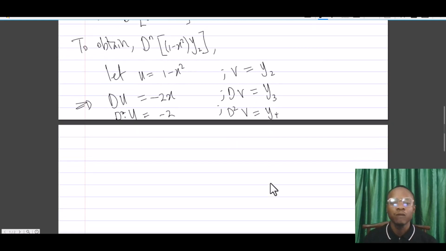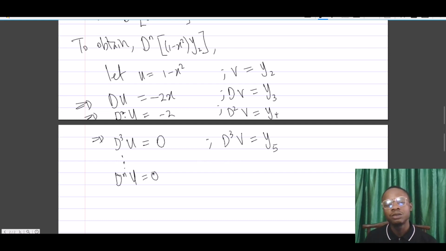And going further with this, the next expression here is going to give us the third derivative of u, and that's the derivative of a constant, which is 0, and the third derivative of v will be the fifth derivative, which is 5. And from here going forward, all the derivatives will become 0. So the nth derivative of u will be 0 for all cases where n is greater than or equal to 3.